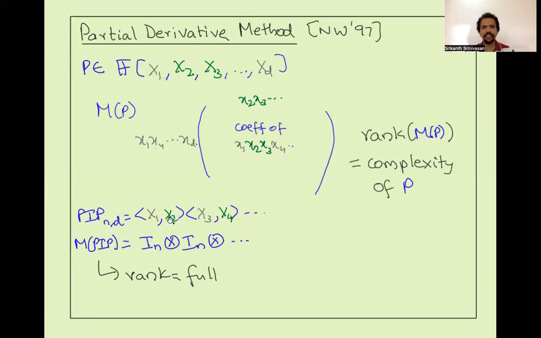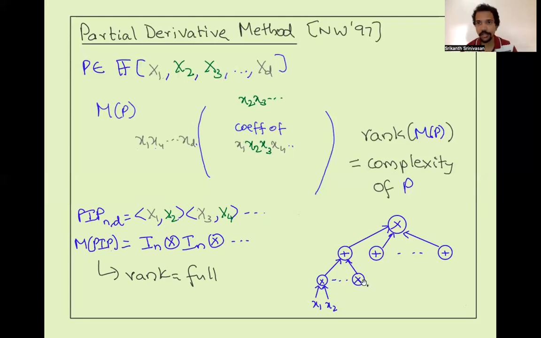It's also not hard to see that this polynomial has a small set multilinear circuit of constant depth. This is what the circuit looks like. It does what you would expect: it looks at each of these inner products, you construct a circuit for that, and then you take the product of these circuits together, and you get a circuit for the product of inner products. So this is a small set multilinear circuit for this polynomial. This measure by itself is not strong enough to prove set multilinear lower bounds, seemingly.